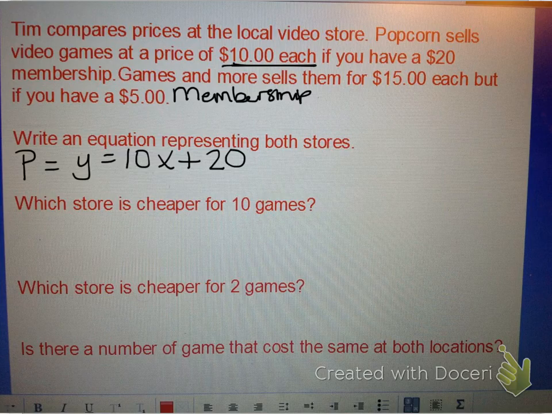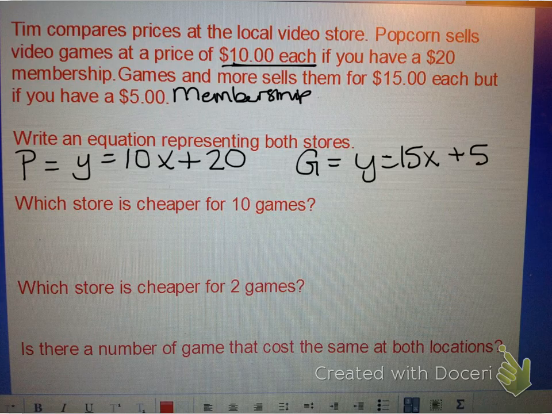So then Games and More says they'll sell them for $15 each. So again, you're going to be paying $15 a video, but if you have a $5 membership, so a one-time $5 membership.